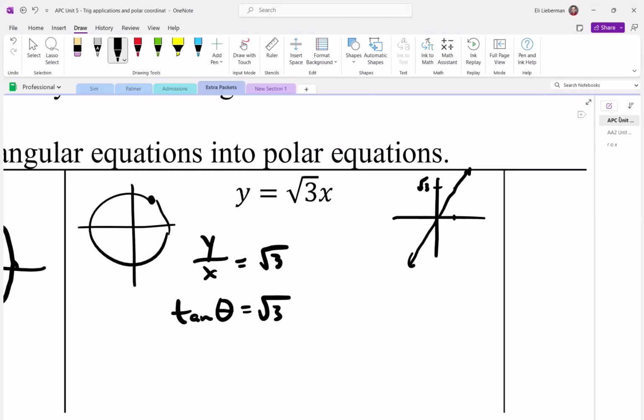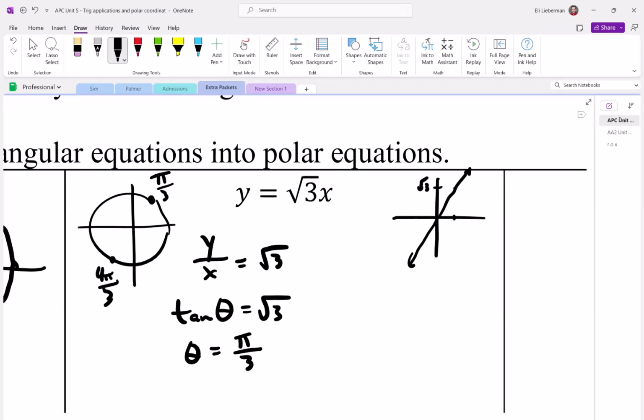And the answers are here and here. You could verify that if you like with the coordinates: 1/2 comma root 3 over 2, and negative 1/2 comma negative root 3 over 2. So I'm just going to choose one of those. Theta equals pi over 3.